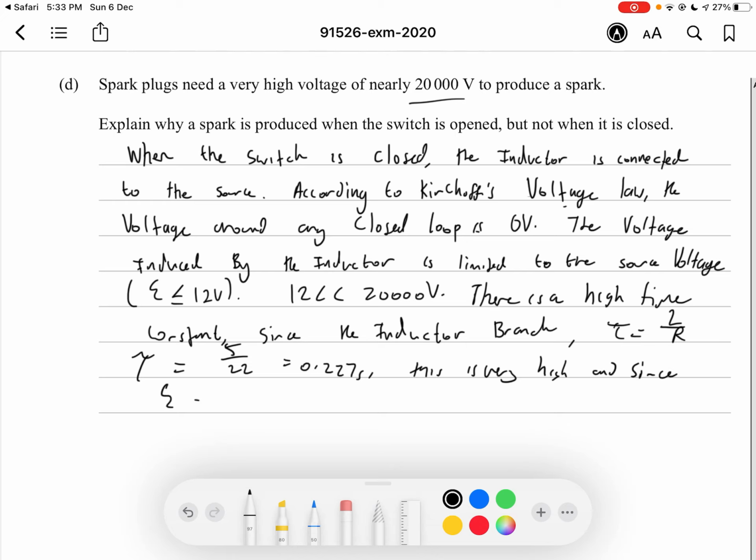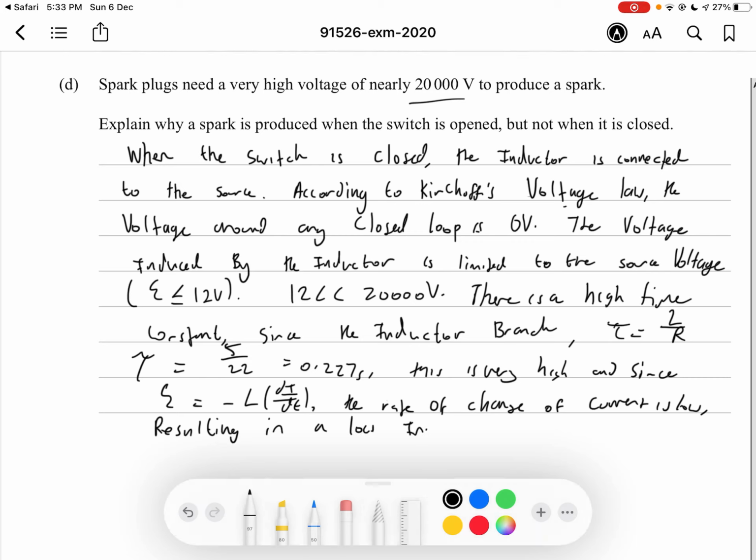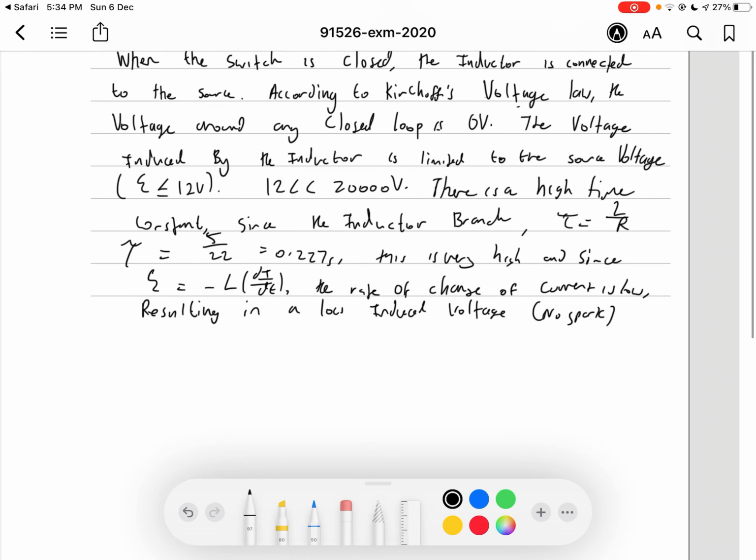And since E equals negative L di over dt, the induced, we can just say that the rate of change of current is low, resulting in a low induced voltage. You can say no spark, okay, no spark in this case.